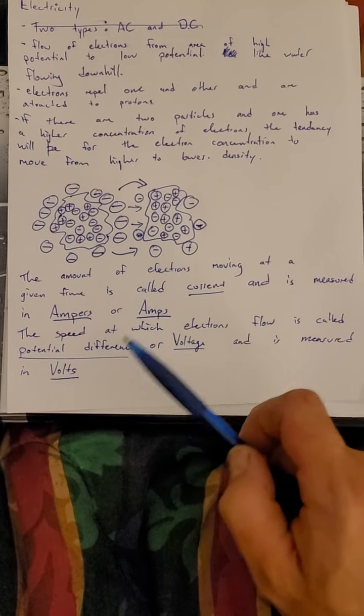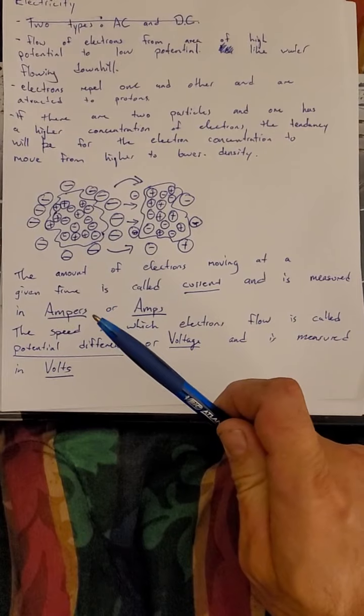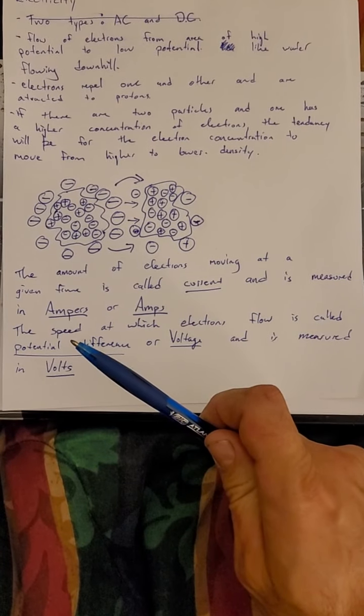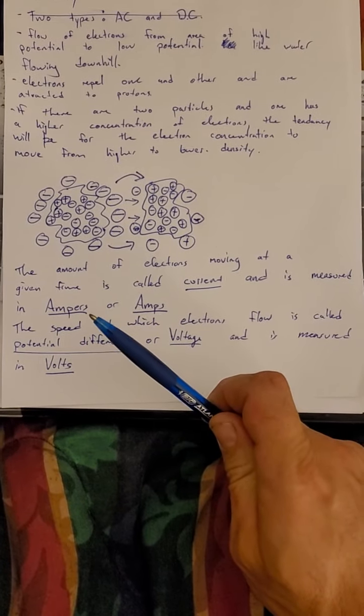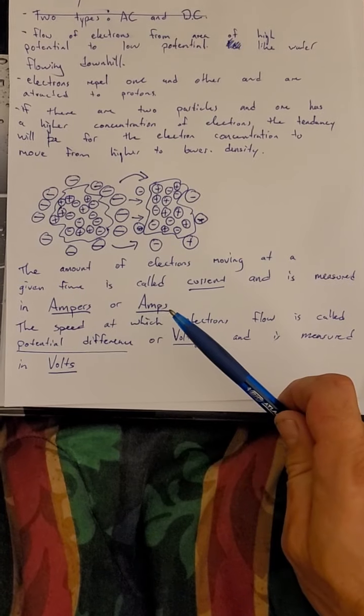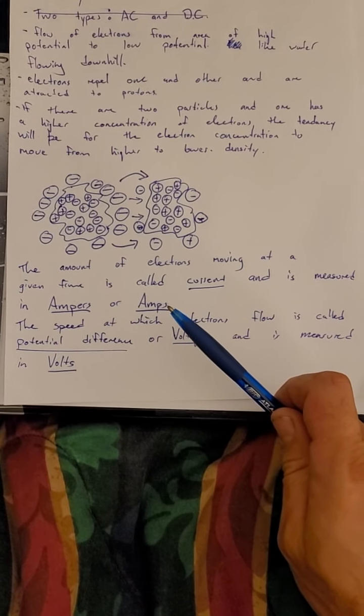The amount of electrons moving at a given time is called current, and it's measured in amperes, or amps. We usually just say amps, right?